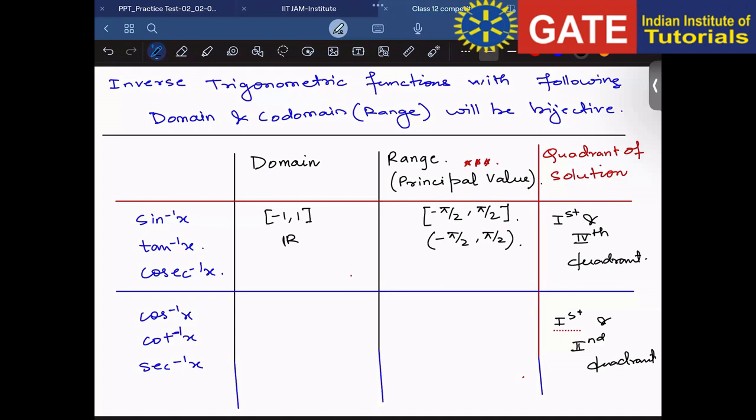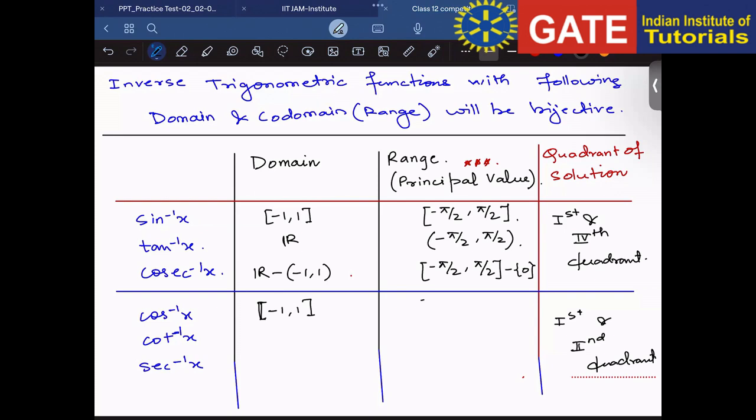For cosecant inverse x, the domain was R minus the interval minus 1 comma 1. What will be the range? See, cosecant inverse and sine inverse are related, but only one point will be excluded, that is 0. Correct? Now for cos inverse x, what is the domain? Same, minus 1 comma 1 will be the domain.